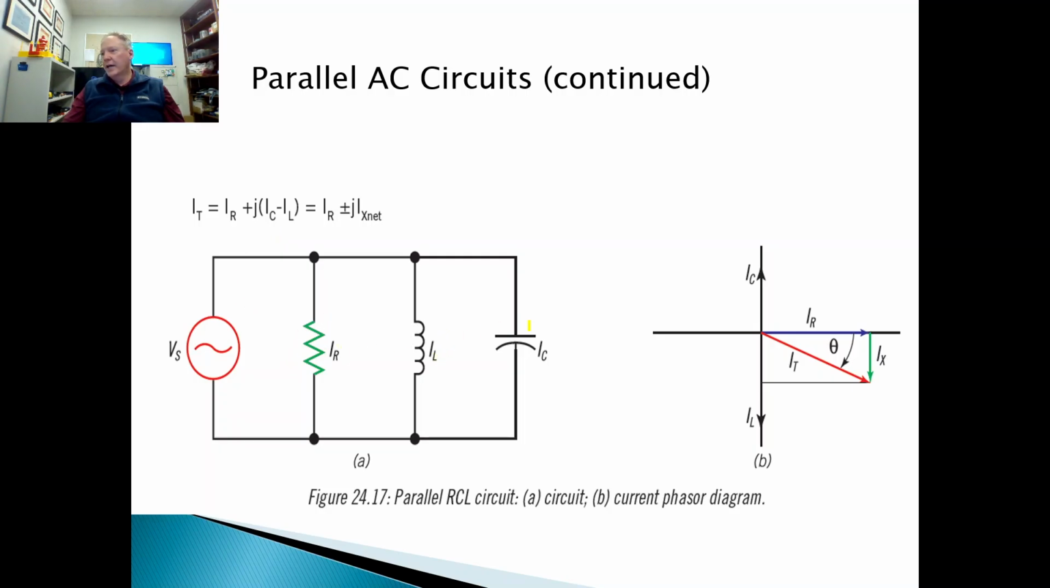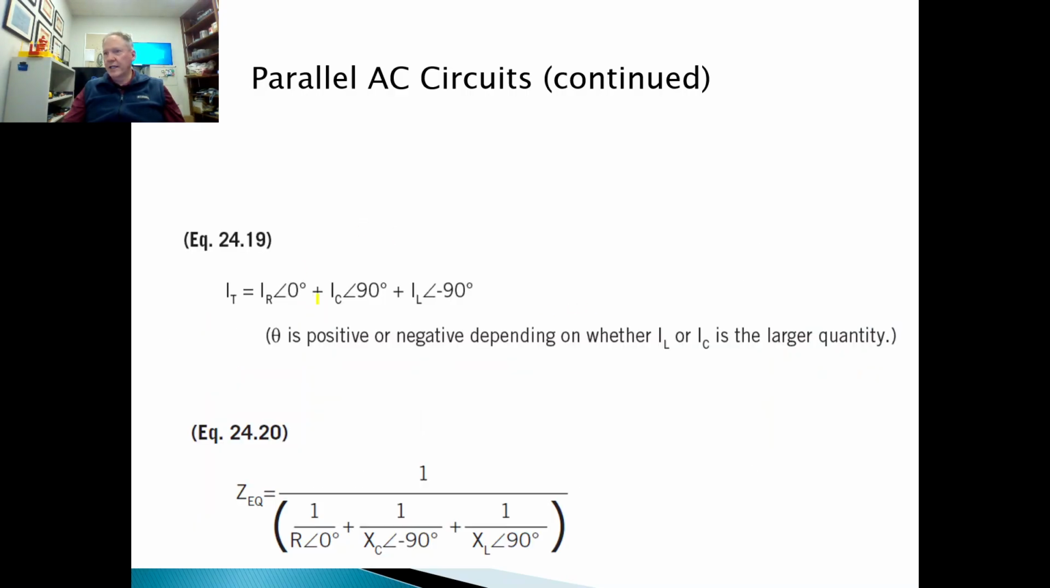All right, so now here's a combination circuit where it's both IR, IL, and IC. So now we're going to have IR, IL, and IC. And we can calculate this with the total being just IR plus IC plus IL. And it's going to be positive or negative depending on which one's the larger quantity.